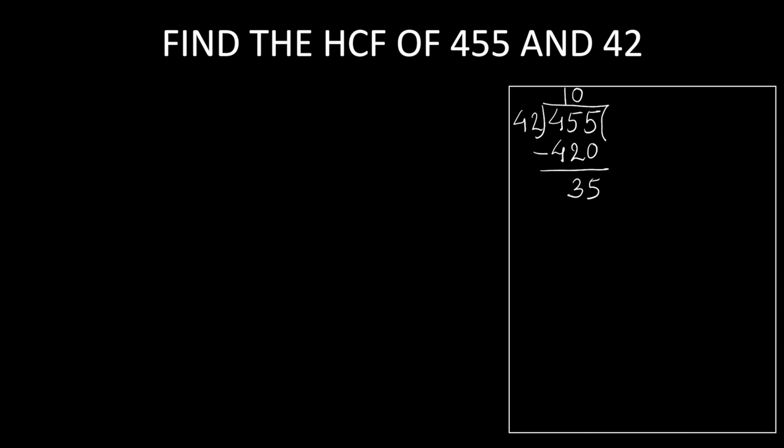So in terms of Euclid's division lemma, how could we write this? Remember, 455 is our dividend, 42 is the divisor, 35 is the remainder and 10 is the quotient. So we write 455 equals 42 into 10 plus 35. Dividend equals divisor into quotient plus remainder. Now, we did not get remainder as 0. So what are we going to do now?